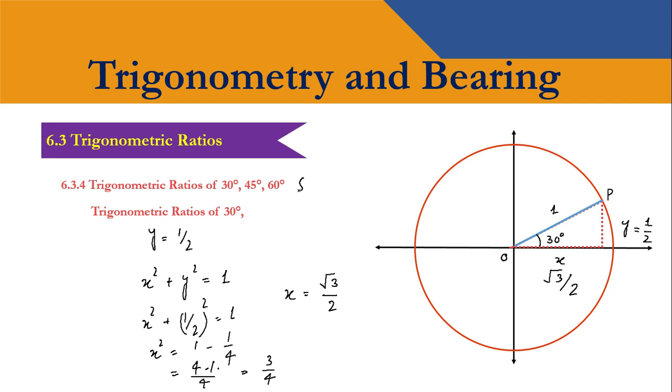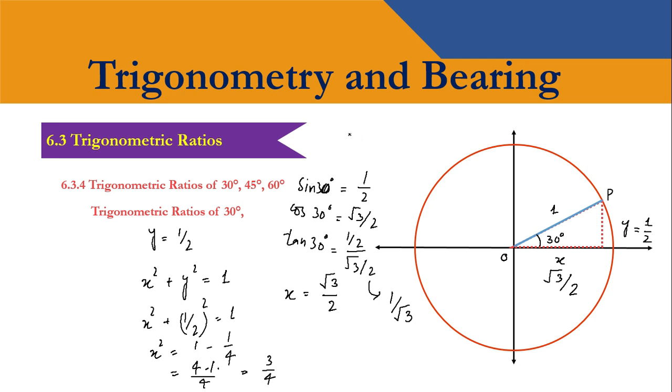And as we already know, sine theta is equal to the value of y. Here the value of y is 1 by 2, where theta is equal to 30 degrees. The cos theta is equal to the value of x, which is root 3 by 2, and tan 30 degrees is equal to y divided by x. So 1 by 2 divided by root 3 by 2, we will get the value of tan 30 as 1 over root 3. Similarly, the other three ratios we can calculate.